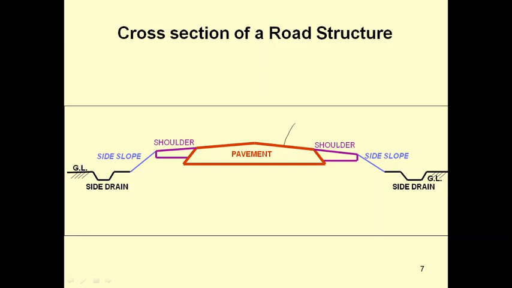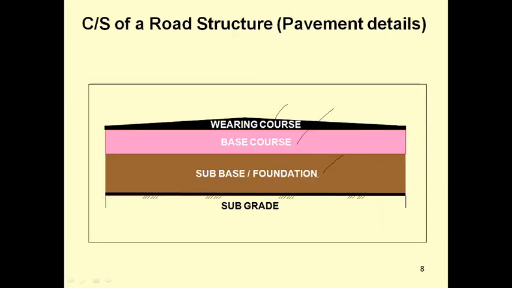Next, the cross section of a road structure, pavement details. The first layer is the wearing course, the second layer is the base course, the third layer is the subbase or foundation, and the fourth layer is the subgrade. So these four layers are constructed in the road.